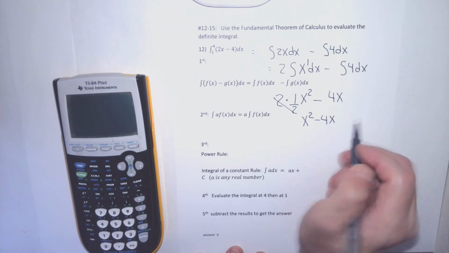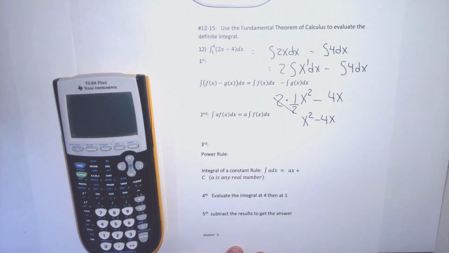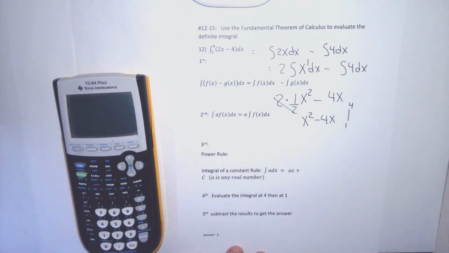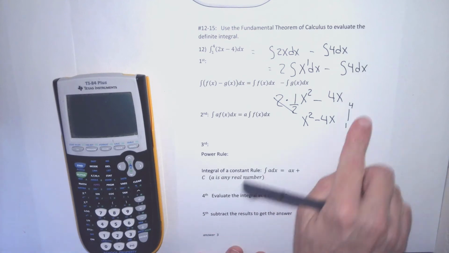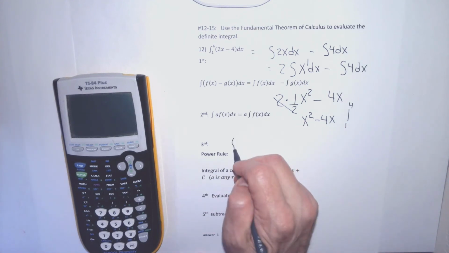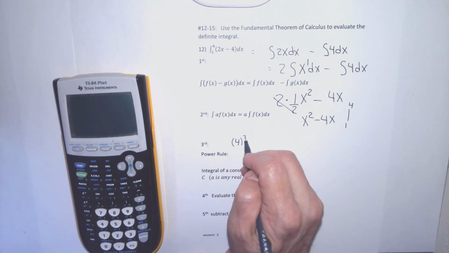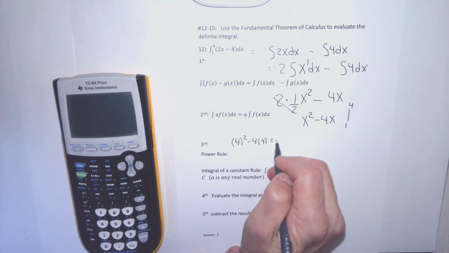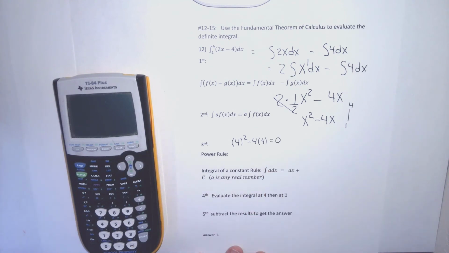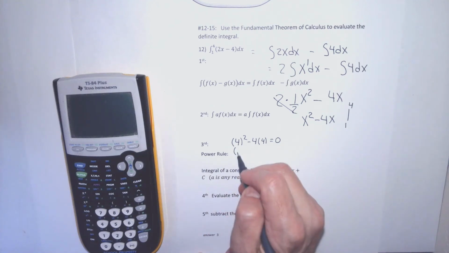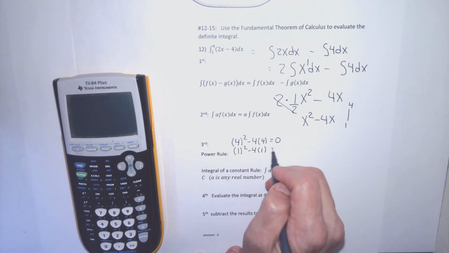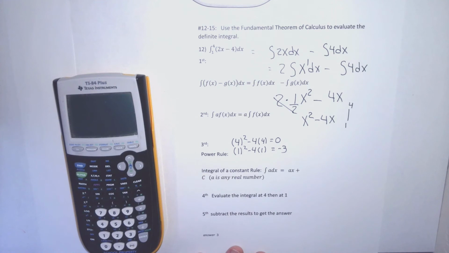If I didn't have the numbers on the integral sign, I'd be done and I'd just tack on a plus c. But I have those numbers, so I need to find the area by plugging the numbers in. So I'm going to evaluate the integral at 4 and do 4 squared minus 4 times 4. I can do that in my head, which is probably stupid, but I'll do it and get 0. And then evaluate it at 1.